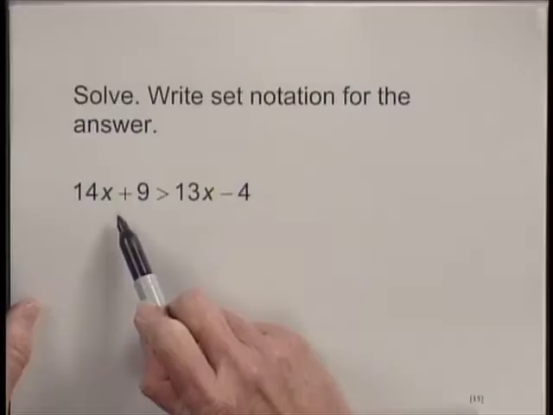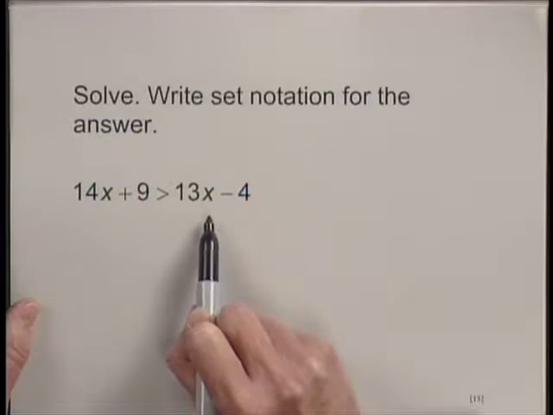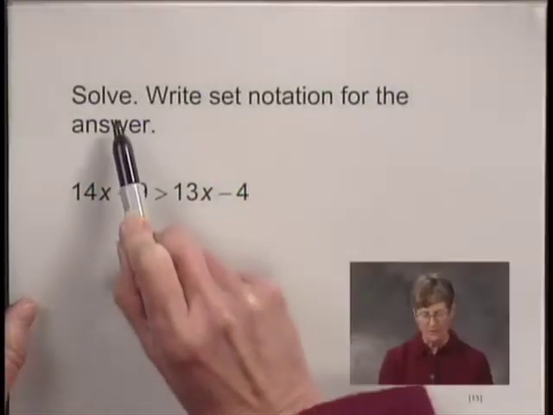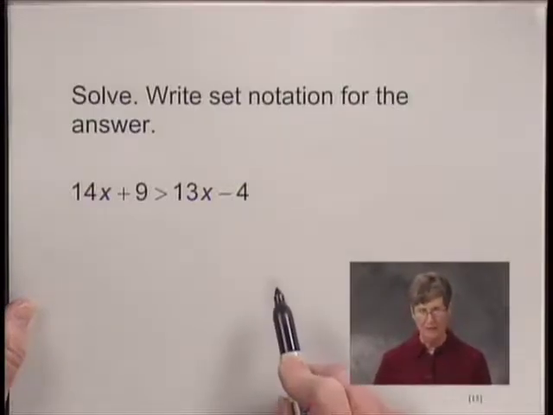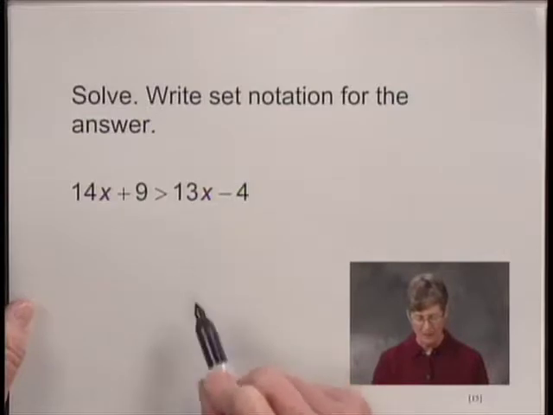In this exercise, we have an inequality. The inequality is 14x plus 9 is greater than 13x minus 4. We're going to solve this inequality, and we'll write set notation for the answer. Well, what I want to do is to get x alone on one side of the inequality.